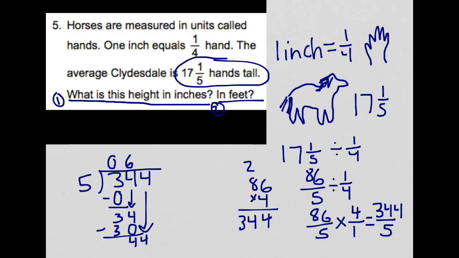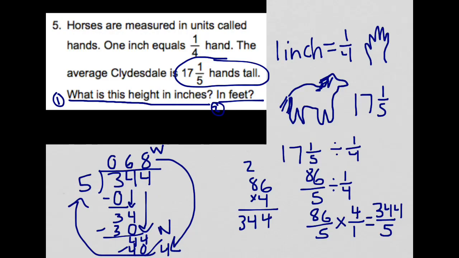And then 5 goes into 44 8 times. 5 times 8 is 40. 44 minus 40 is 4. And that's my remainder. So my answer is 68 4/5. Remember that my quotient's my whole number, my remainder is my numerator, and my divisor is my denominator. So 68 4/5. Box in my answer. This is for question number 1.